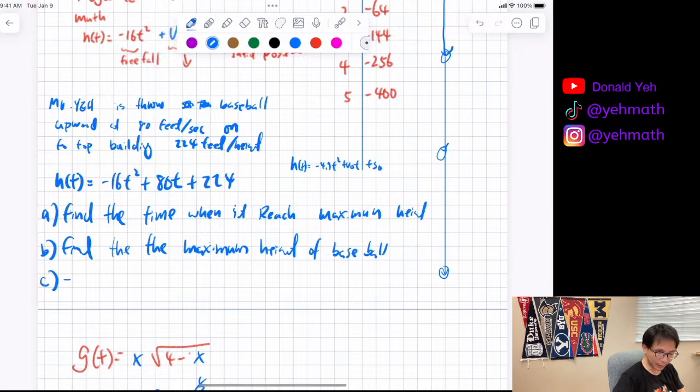C, I'm going to say, can you find the time when the baseball reached the ground?